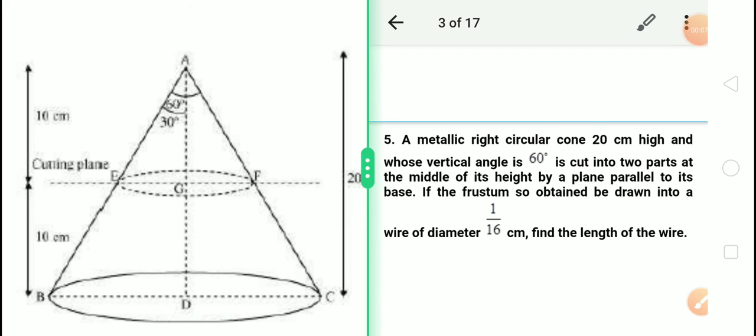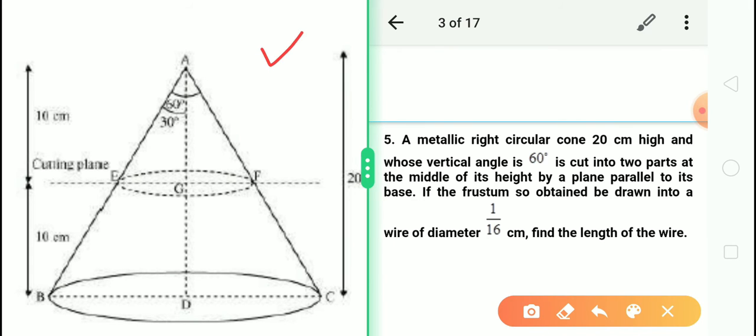Question number 5. A metallic right circular cone 20 cm high and whose vertical angle is 60 degree is cut into two parts at the middle of its height by a plane parallel to its base. If the frustum so obtained be drawn into a wire of diameter 1 upon 16 centimeter, then find the length of the wire. So please see the diagram on the left hand side.